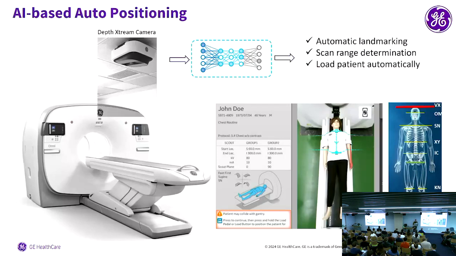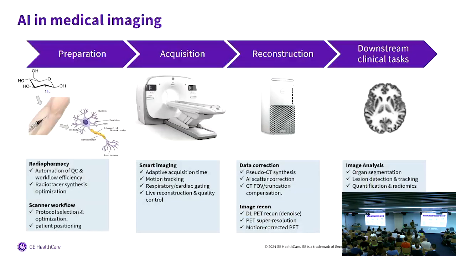The reason I showed this is that it is one of the really basic applications of AI, and other vendors out there have similar solutions. This is for GE, and that camera monitors the depth, so it can, for example, say whether this patient collides with the scanner, so you need to adjust it. So with this real-world example, I want to give you a broader picture of the application of AI in medical imaging.